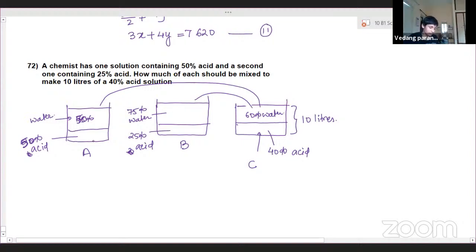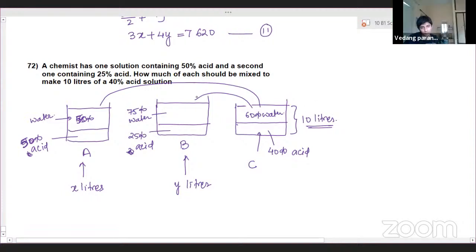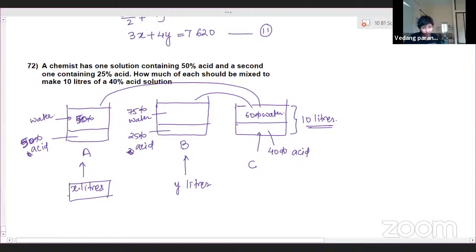Whatever X liters we are taking, how much acid is present in it? 50%. So the total quantity of acid is 50% of X liters. And from the other container, we take Y liters. We add this X and Y in the third container so that it becomes 10 liters. Now, how much acid is present in X liters? X by 2, since 50% of X liters is acid.